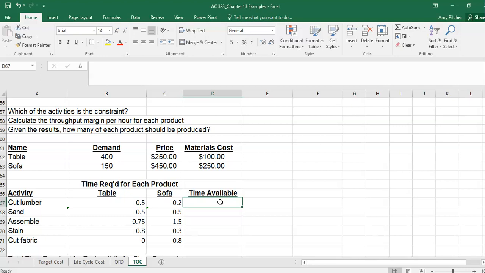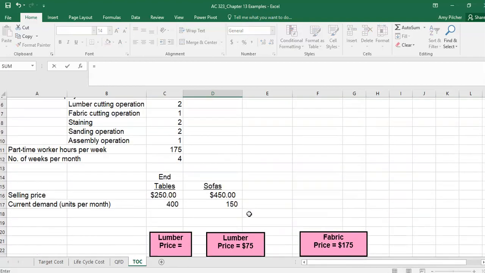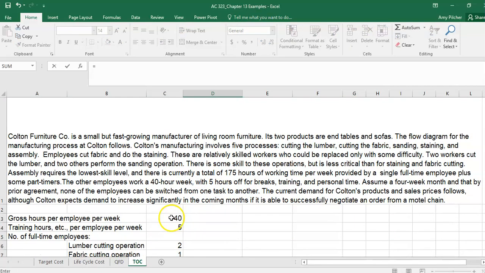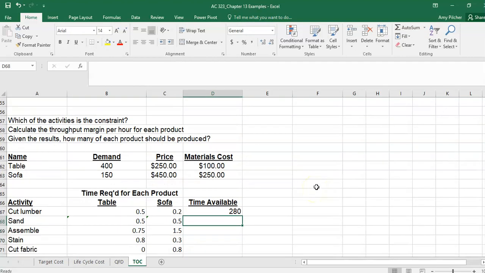So how much time is available for laborers to work on cutting lumber? So we know that we have 35 hours a week because we have 40 hours a week minus 5 hours of training. So 35 hours a week times 4 weeks per month, and then we have 2 people cutting lumber. So we have an availability of 280 hours for lumber.